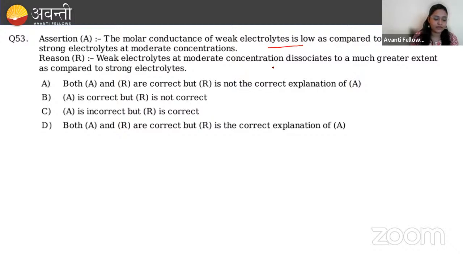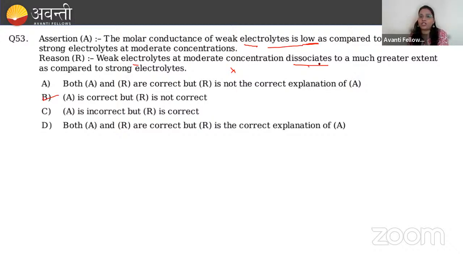What is the correct answer here? We have given assertion and we have given this also. So what do you think? What is the correct answer? Have you solved this problem? Molar conductance for weak electrolyte is low as compared to that of strong electrolyte at moderate concentration. You know that this is true, right? But the explanation, the reason behind that, is not true, because weak electrolytes at moderate concentration dissociate to a much greater extent as compared to strong electrolyte. That will not be true, right? Because molar conductance of the electrolyte is low, they will not dissociate to a much greater extent as compared to the stronger electrolyte. That will be the reason for that.